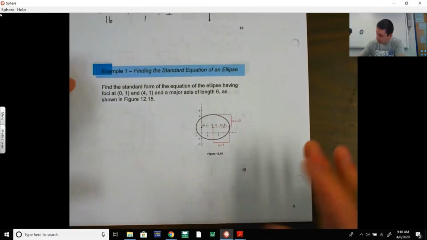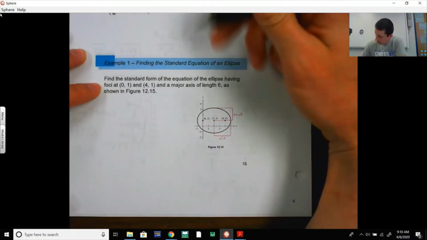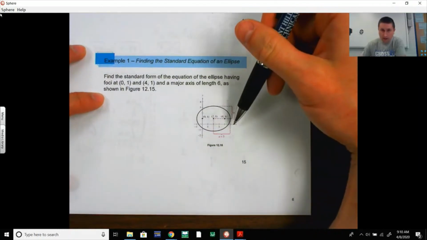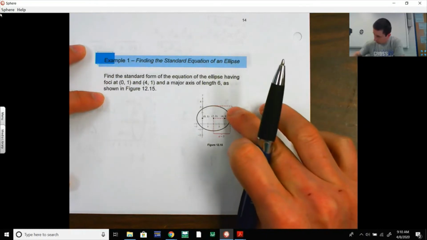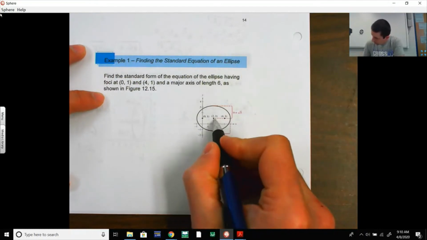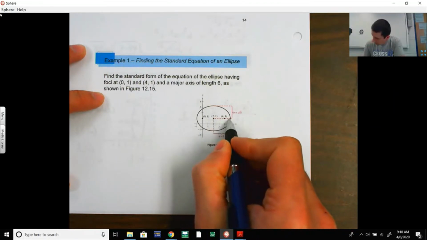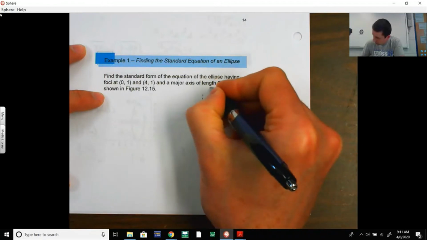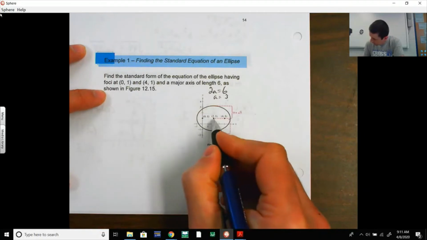Find the standard form of the equation of the ellipse having foci at 0, 1, and 4, 1, and a major axis of length 6, as shown in figure 12.15. So here we are. I want you to imagine that it's not telling us B, so that makes it too easy here. But what we want to look at here is we have the A to be 3. Our major axis has a length of 6, so 2A equals 6, so A equals 3. Our foci are at 0, 1, and 4, 1.